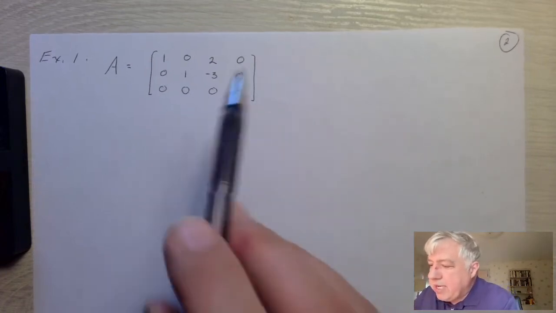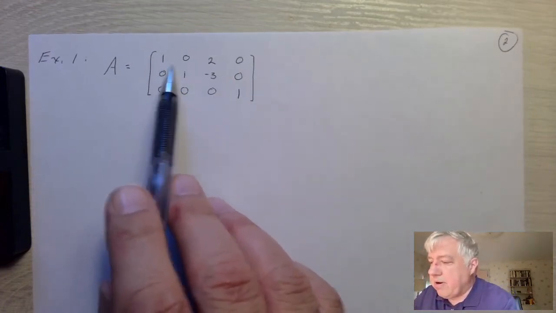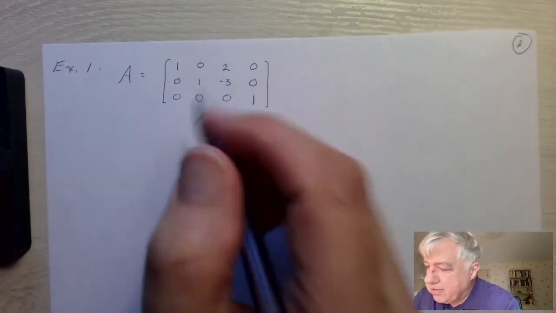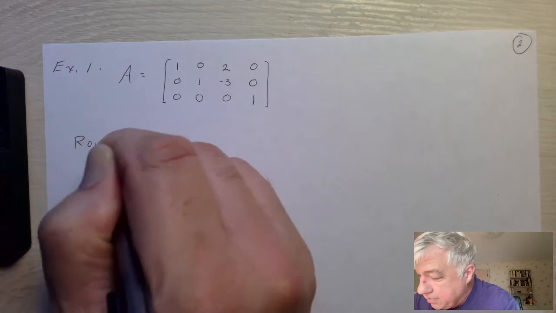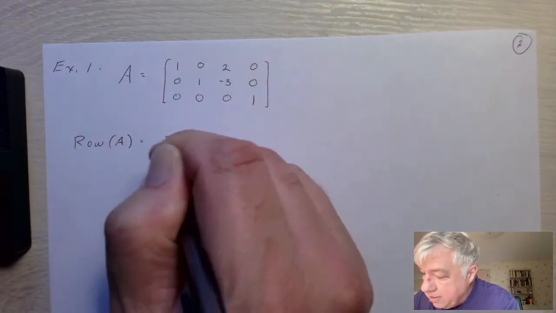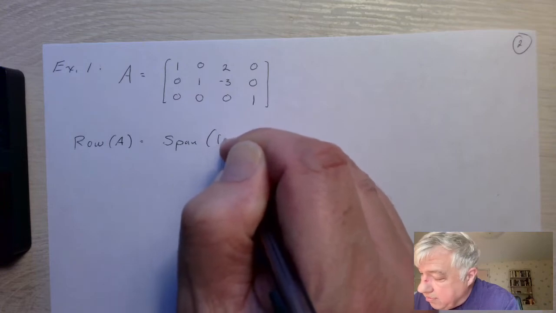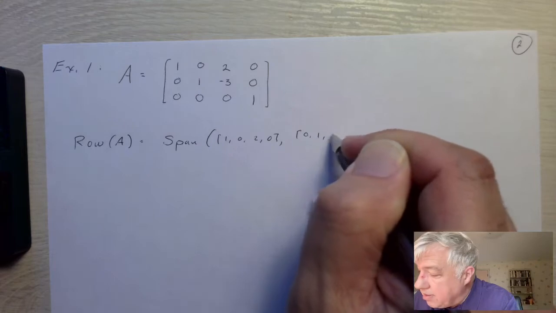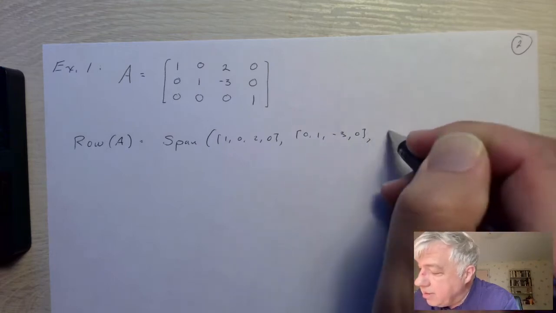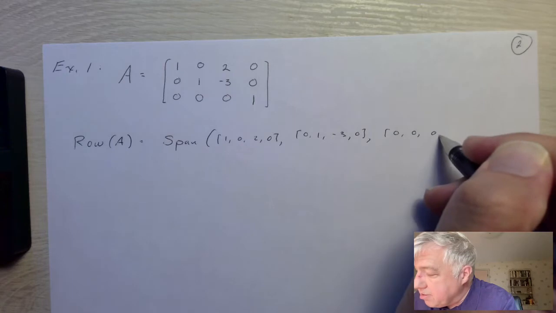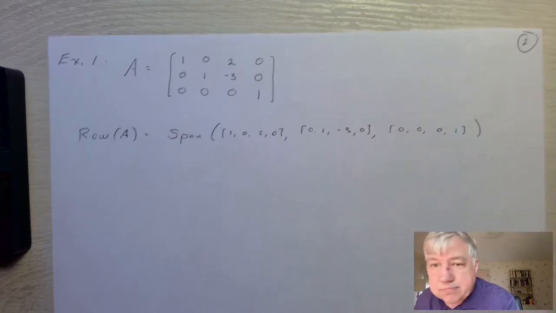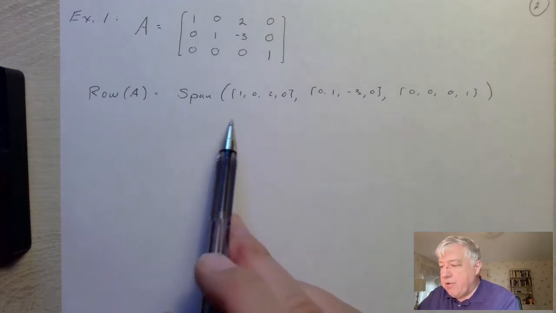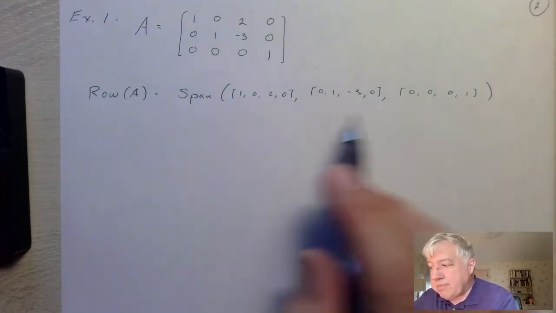In this case, we can see that there are 3 rows. So I think we can clearly see that the row space of A is just the span of (1, 0, 2, 0), (0, 1, negative 3, 0), and (0, 0, 0, 1). And this is obviously a subspace of R4.